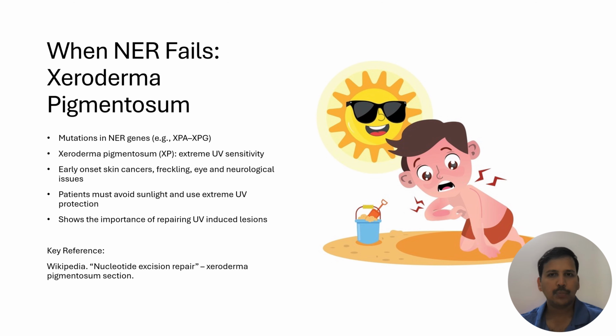Because UV-induced dimers block replication and transcription, cells either die or replicate with a high mutation rate if NER is missing. In XP patients, lifetime UV exposure must be minimized. They often wear protective clothing and avoid daytime sun as much as possible. XP powerfully illustrates why NER is essential. Without it, normal environmental exposure is enough to drive cancer.